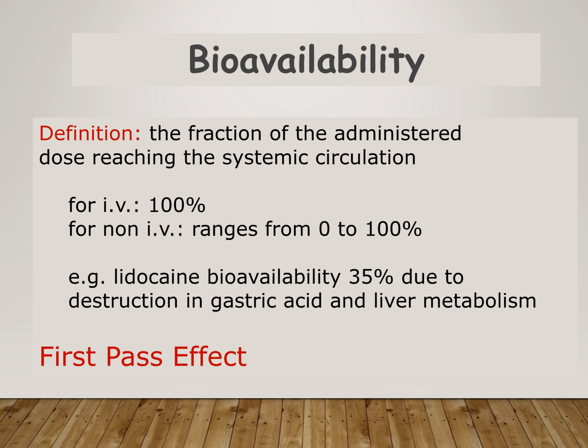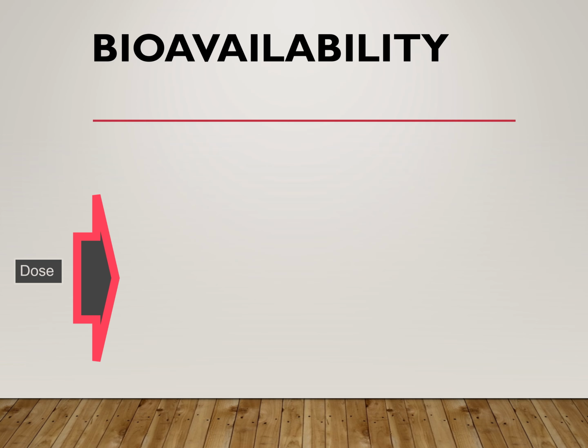Systemic circulation means blood. And as we discussed in the previous slide, for IV it is 100%, and for non-IV it ranges from 0 to 100% depending upon the drug. And nearby there is an example like lidocaine, whose bioavailability is 35%. Why? Due to its destruction in the GI and liver metabolism.